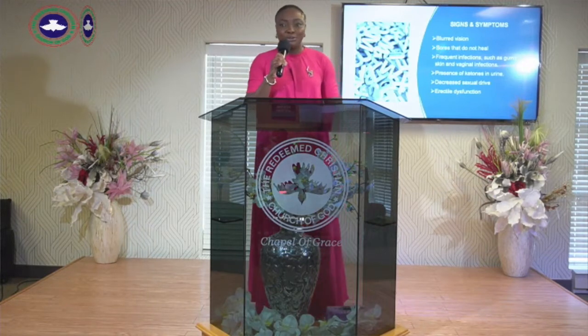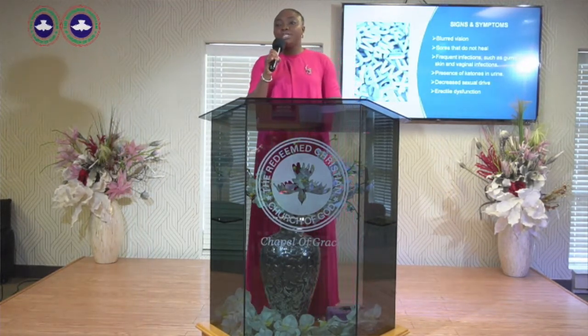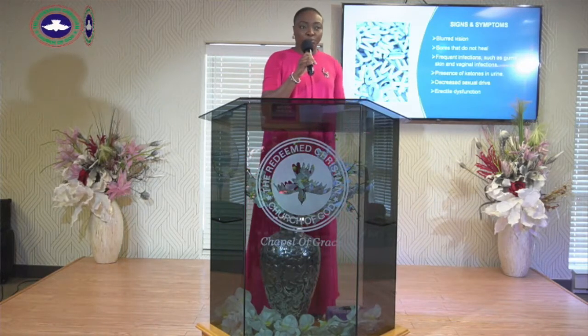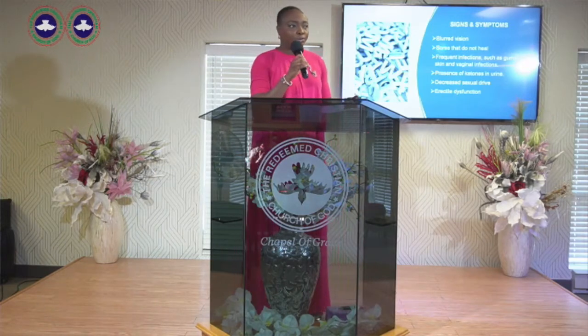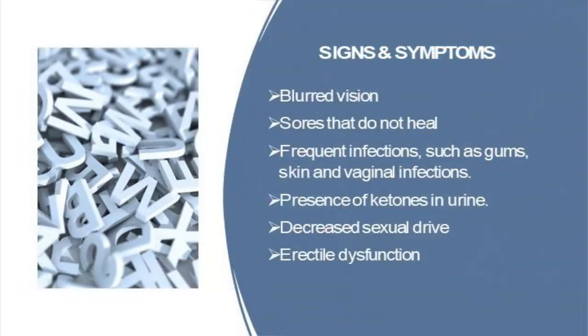Now, there's also the presence of ketones in urine. What are ketones? I'm really sorry, I'm going to be doing a lot of definitions so we can understand. Ketones are the byproducts of the breakdown of muscles and fats in the body when there's not enough insulin. So when this happens and the individual goes to see the doctor and the doctor asks for a urine test, there are usually ketones in the urine. This is one of the pointers of type 2 diabetes. Decreased sexual drive in males and erectile dysfunction.